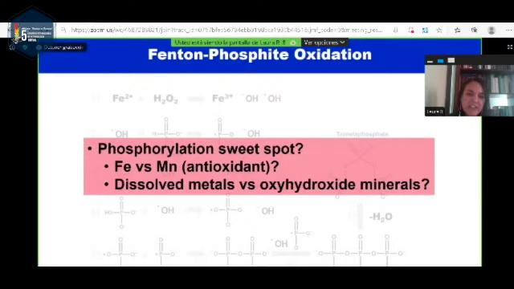Manganese is of interest because it's an antioxidant, so it could preserve the organic from degradation. Both would have been available on the early Earth. And then we're also going to compare dissolved metals versus their oxyhydroxide counterparts. That's just if you raise the pH, the iron and manganese crashes out and forms these oxyhydroxide minerals. We wanted to see if they're actually crashed out in the mineral matrix, can they still facilitate this reaction?